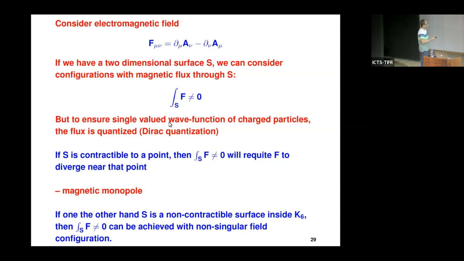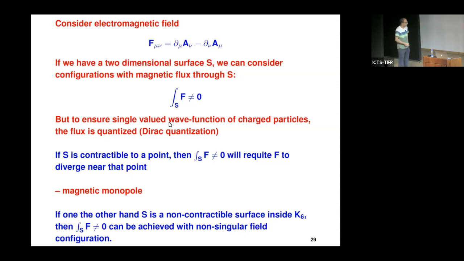One can show that in order to ensure a single-valued wave function of charged particles in such a background, the flux must be quantized. It cannot take continuous values; it must be quantized in certain units. This is what is commonly known as Dirac quantization. Now, if S is contractible, that means S refers to a two-dimensional surface surrounding a point, which can certainly be shrunk to a point. Because this integral is non-zero and cannot be changed continuously, since it's quantized, F will have to diverge near the point, because the area of the surface is shrinking as you go close to the point. The total integral remains finite, so F must diverge. This is what we call a magnetic monopole, and this is the context in which Dirac discussed this quantization law.